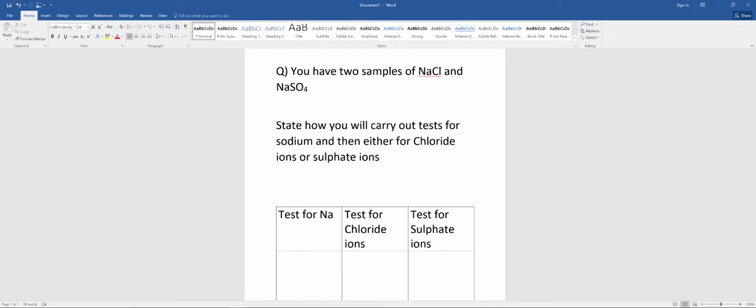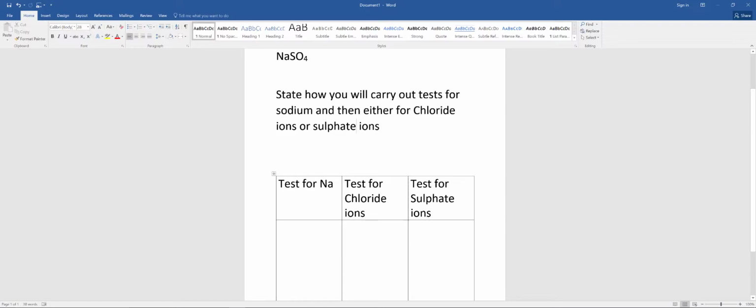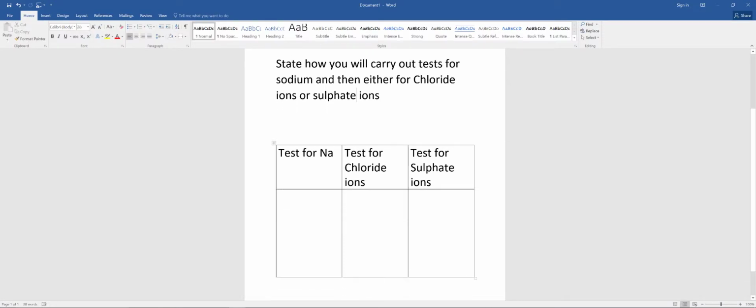Now, like I said guys, you've got to get used to splitting your page for a 6-mark question appropriately. So I would have split it into test for sodium, write about that, then test for chloride, write about that, and if they asked for the third one as well, which they don't, but I'm just showing you, then I would do test for sulfate ions as well.